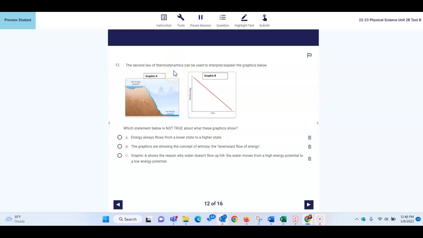The second law of thermodynamics can be used to interpret or explain the graphics below. Which statement below is not true about what these graphics show? Energy always flows from a lower state to a higher state. The graphics are showing the concept of entropy, the downward flow of energy. Graphic A shows the reason why water doesn't flow uphill. The water moves from high energy potential to low energy potential.